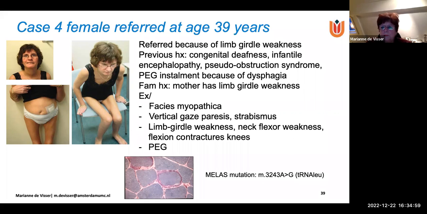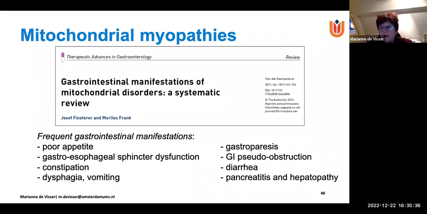But when we saw the patient who had external ophthalmoplegia, facies myopathica, limb girdle weakness, and of course the PEG, as you can see, we considered a mitochondrial myopathy very likely. Her muscle biopsy showed ragged red fibers, as you can see here, and she was found to have a MELAS mutation. Of note, her mother also has limb girdle weakness and had the same mutation. In mitochondrial myopathies, according to this systematic review by Visser and Frank, there are frequent gastrointestinal manifestations, as you can see here, and dysphagia is one of them.